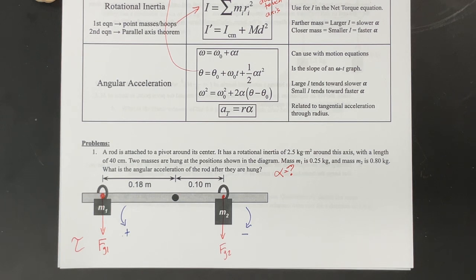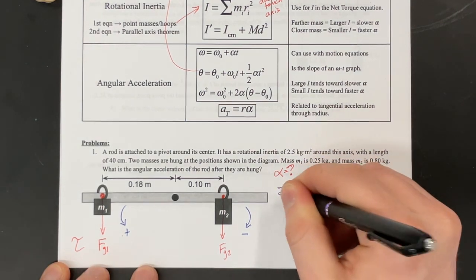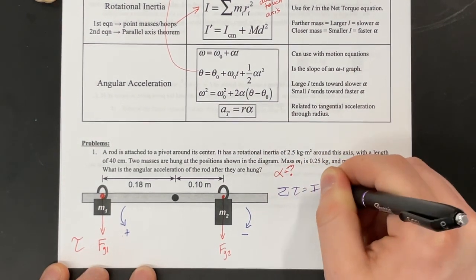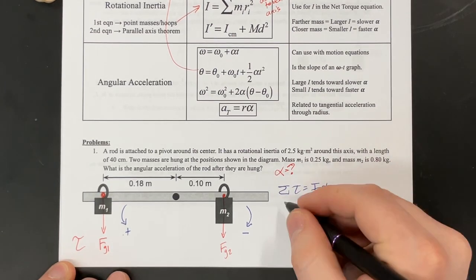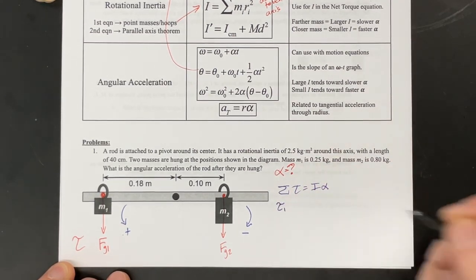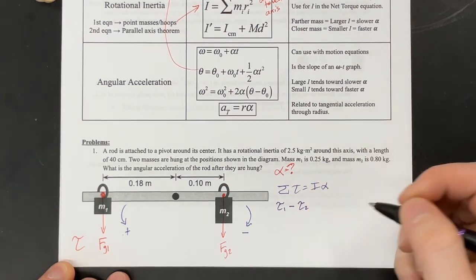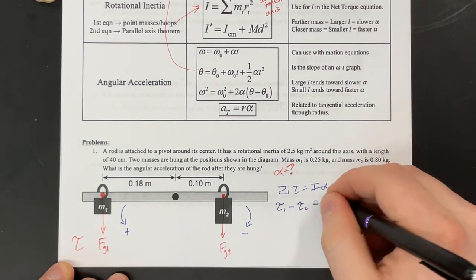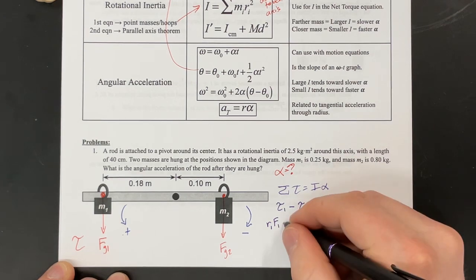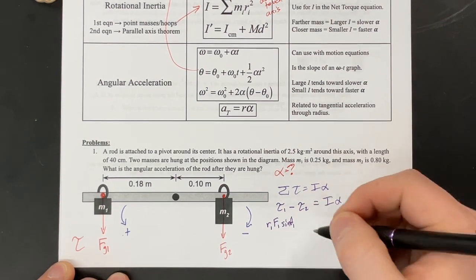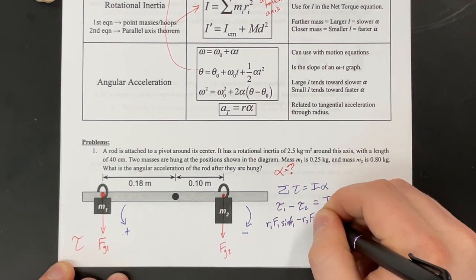Okay, what's the angular acceleration after these masses are hung? Sum of the torques equals I alpha. All right, well, we have a positive torque from torque 1. We have a negative torque from torque 2. I alpha. Well, this is R1 F1 sine theta 1, minus R2 F2 sine theta 2.